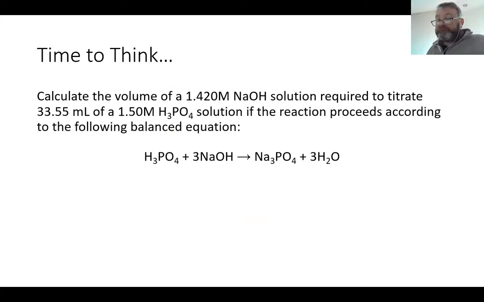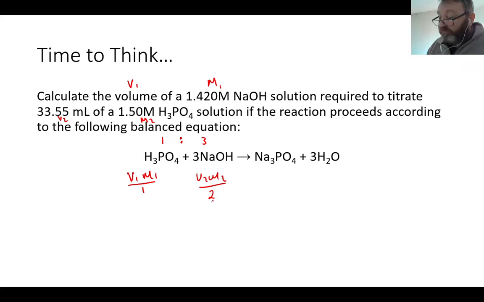Okay, the last one. Again, calculate the volume. I should have given you something different. Now looking at that anyway. V1 of a 1.420 molar, that's my first molarity, required to titrate 33.55, so that's my second volume mentioned, and 1.5 molar phosphoric acid, that is my second molarity. Now, let's check the ratio of reaction from the balanced equation. 1 is to 3. So my V1M1 over here is going to be divided by 1. And my V2M2 over here is going to be divided by 3.